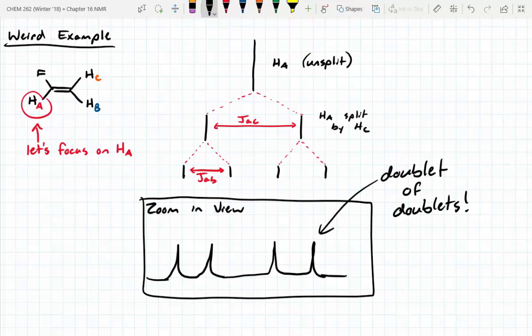Yep. So what happened to the big peak and the JAC peaks? Yeah, so the first splitting, like we saw, was HA split by HC. And down here, we've got HA further split by HB.